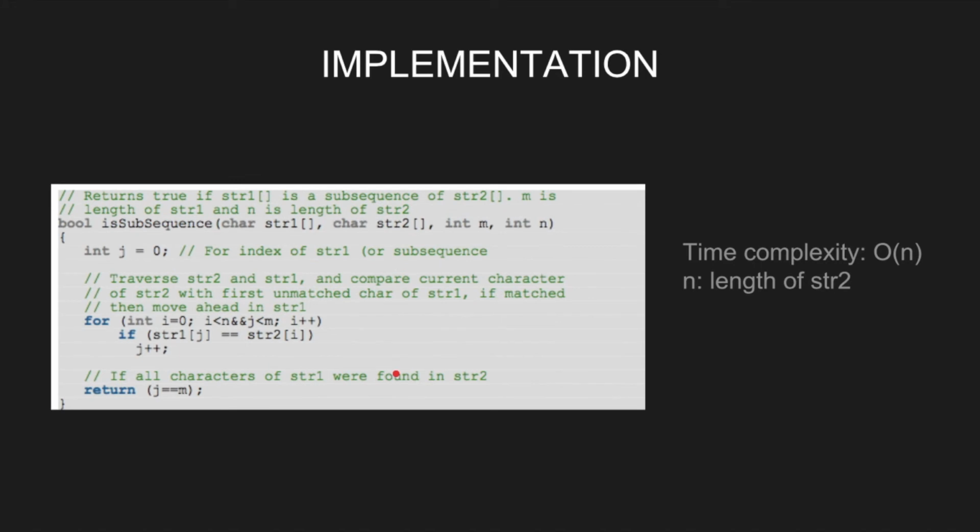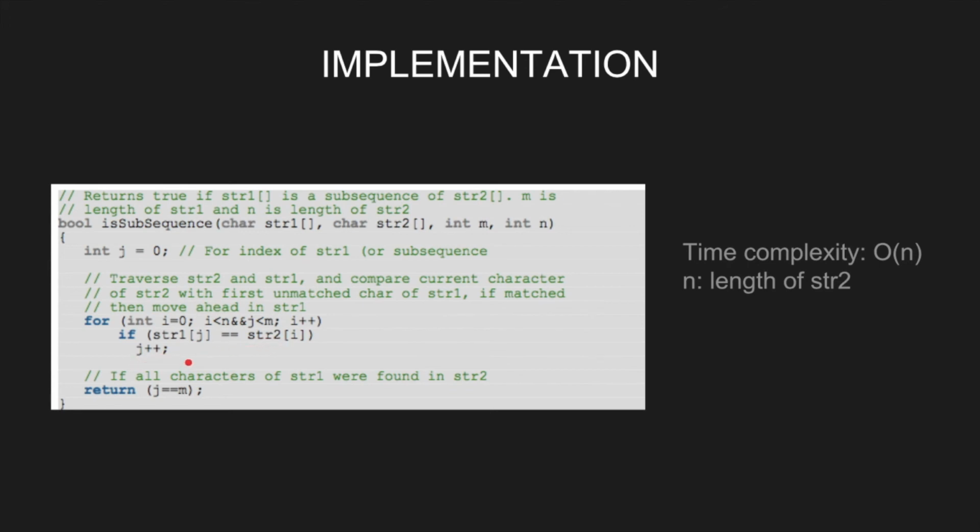Now let's have a look at the iterative implementation. Define j as 0, which is the index for string 1. Traverse string 2 and string 1 and compare the current character of string 2 with the first unmatched character of string 1. If matched, then move ahead in string 1. That is, if string 1[j] is same as string 2[i], do j++.